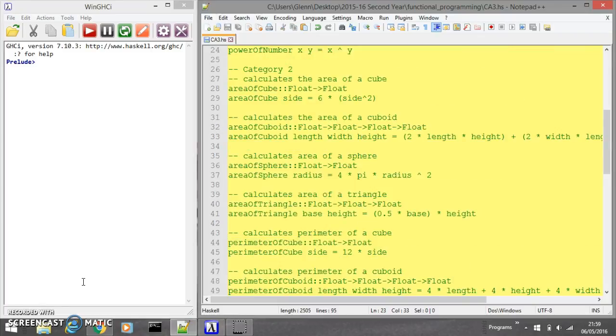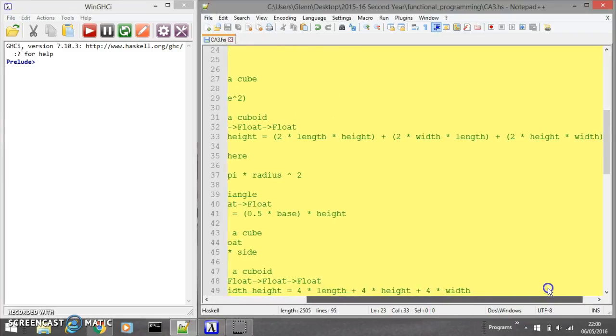Then I went down to slightly trickier mathematical equations. This included area of a cube, cuboid, sphere, and triangle. To calculate the area of a cube, you power the sides by 2 to get each side, and then multiply it by 6 to create the cube. To calculate a cuboid, you multiply 2 times length by the width to get the sides, 2 times the width by the length, and 2 times the height by the width.